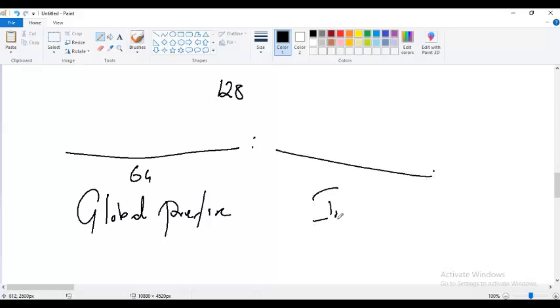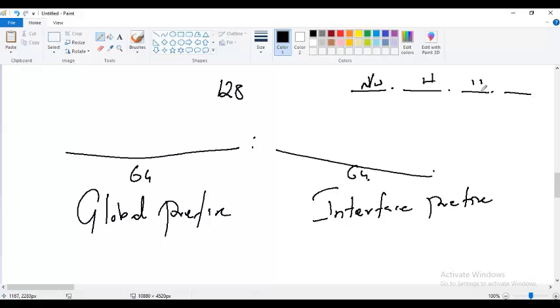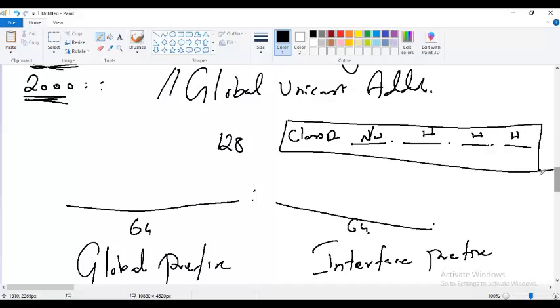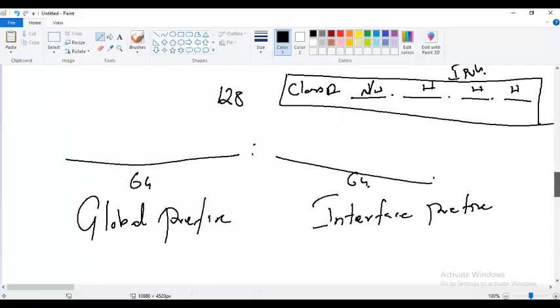You see, in IPv4, if it is class A, we will say the first octet is network, the other three octets are host for class A. In IPv4, we used to say like that. But in IPv6, we don't have classes. No class A, B, C, nothing like that.